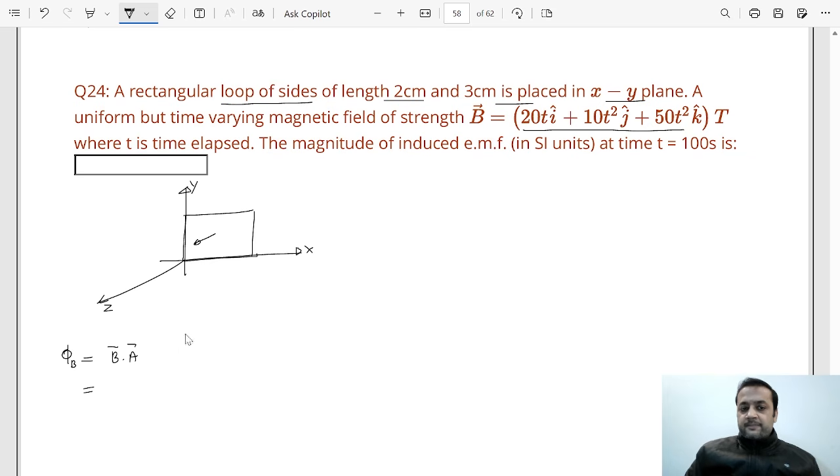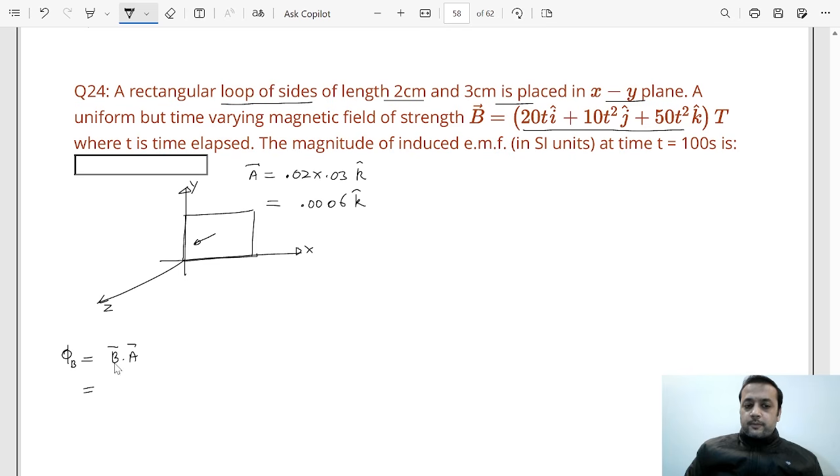So what is the area vector here? The area vector will be 0.02 into 0.03 into k cap. So this becomes 0.006. This k cap is the area vector.